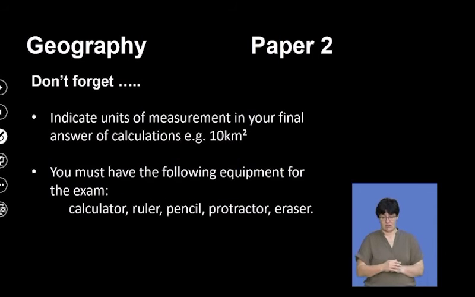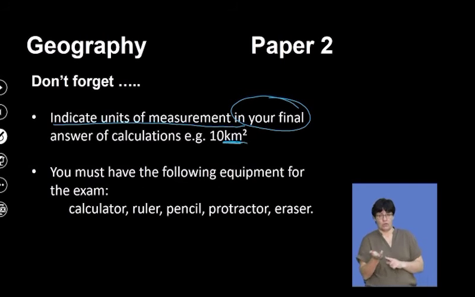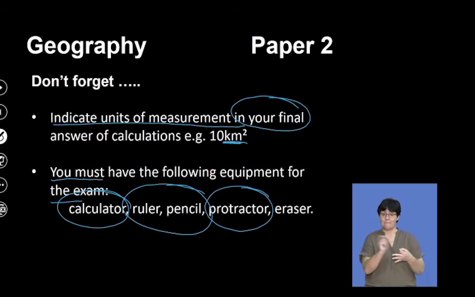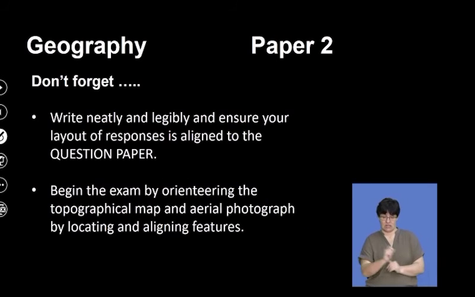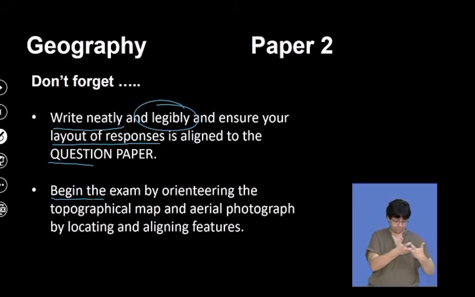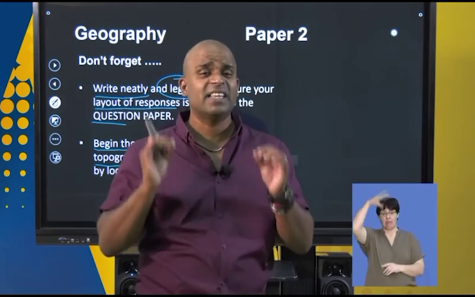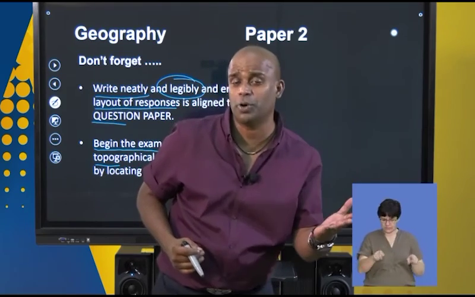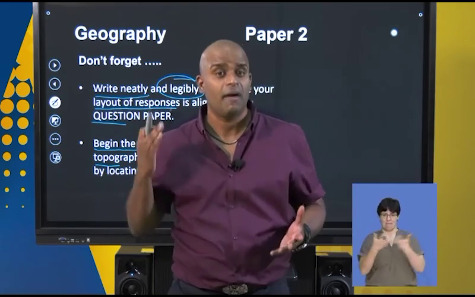And with that, remember the following. Indicate the units of measurement in your final answer. Always, marks are allocated for this. You must have the following equipment: a calculator, a ruler and a pencil, protractor, as well as eraser. Some tips for you: write neatly and legibly always. Ensure that the layout of your responses is aligned to the question paper, and begin each exam by orienteering your topographical map as well as your aerial photograph. Take the time at the beginning of the exam to familiarize yourself with the different features on your topographical map and match them to the photograph.